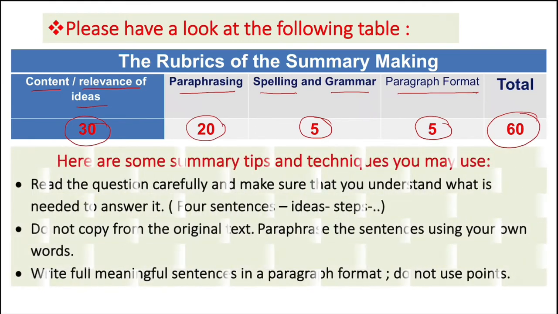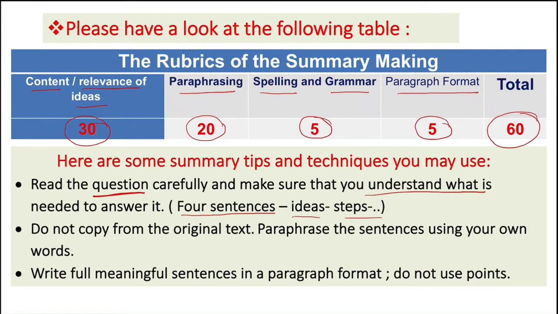All right. So what are the tips and techniques you may use when you try to answer this question? Number one, read the question carefully. Here, in this question of the summary making, you have a question, so you have to read it carefully and make sure that you understand it and understand what is needed to answer it. It tells you that you need to write 4 sentences, so you do not go and write 3 sentences or 5 or 6 sentences, just 4 to get you the full mark. Ideas, steps, and so on.